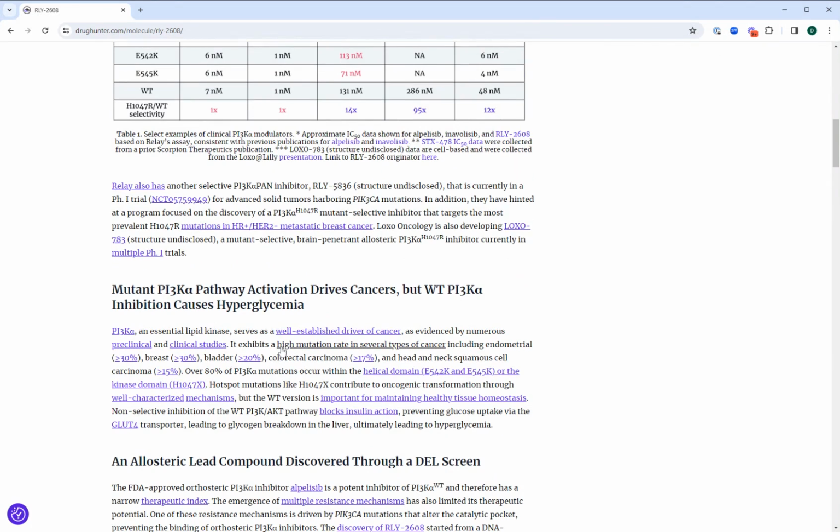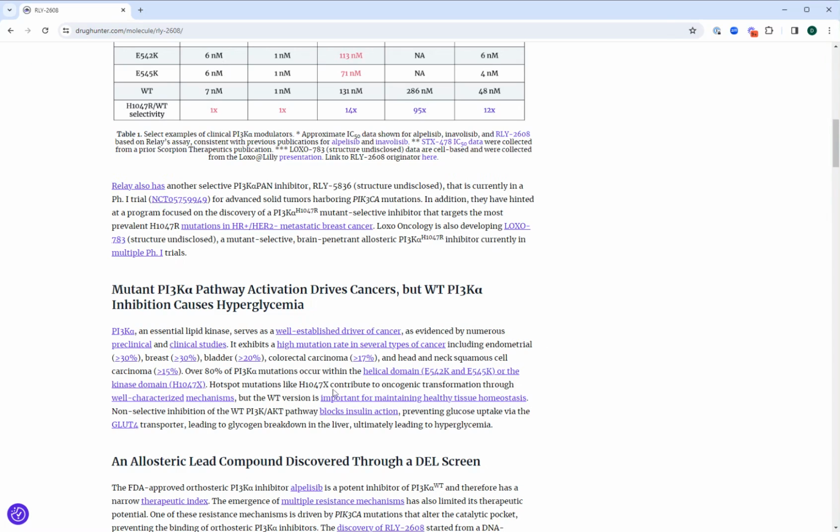We'll talk about why PI3 kinase is actually a target in oncology. It's a lipid kinase, of course, that's a well established driver in cancer due to its high mutation rate in specific cancers such as breast, bladder, and colorectal cancer, for example. And those mutations typically occur in the helical domain as well as in the kinase domain.